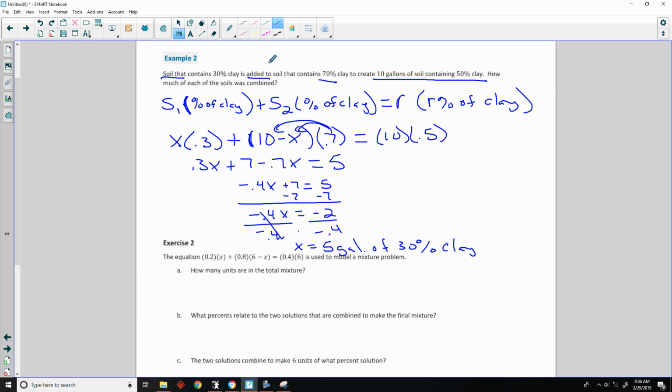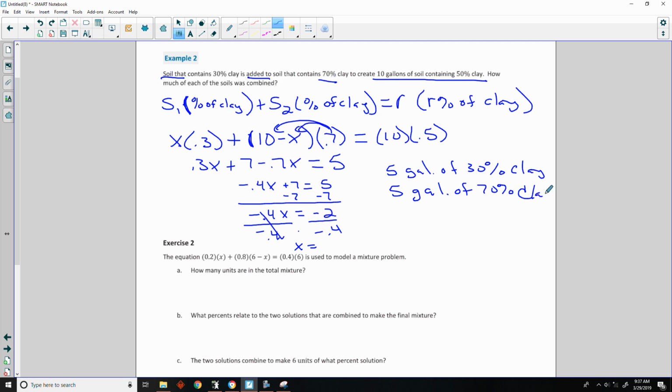Okay, that was this part. My answer is going to be 5 gallons of 30% clay, 5 gallons of 70% clay, making 10 gallons of 50% clay. Okay?